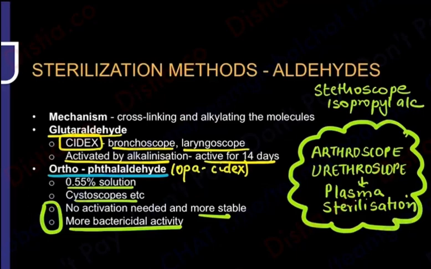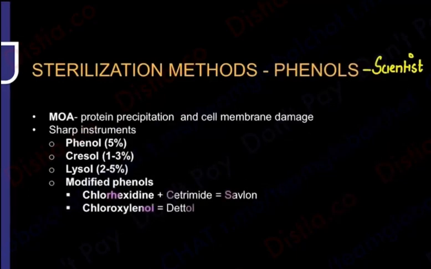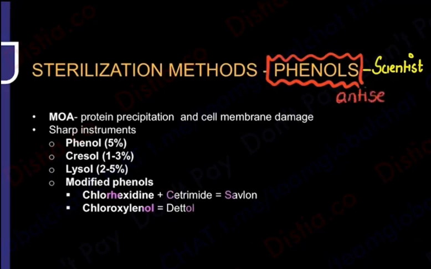We can move on to the next family, and those are the phenols. First, you tell me which scientist told us that phenols can also be used. If you go back to your first chapter, don't you remember that we used something in antiseptic surgery? There was a scientist who told you to do antiseptic surgery. Joseph Lister, Joseph Lister told us that you have to do antiseptic surgery, and for that he used carbolic acid. Carbolic acid is a phenol.